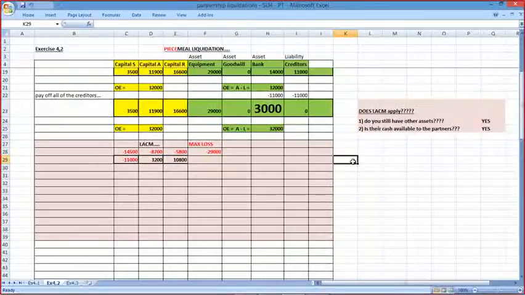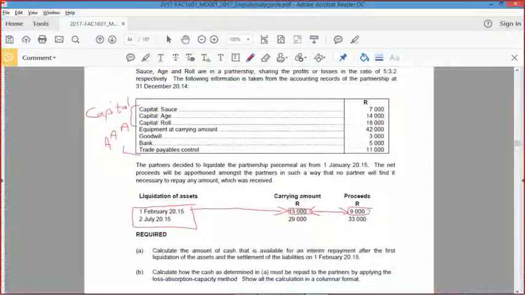Remember, in a partnership, is this a separate legal entity? No. That means S, R, and A are all liable for the debts of the business. So if there's a loss, who pays for the loss? All three of them. A and R, and S also, if they're required to pay.